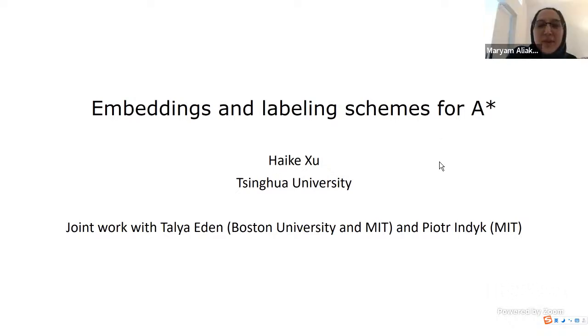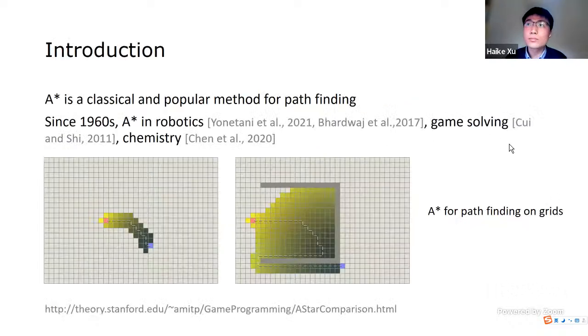Okay. Hello everyone. I'm Haike from Tsinghua University. Today I'm going to introduce our work, Embeddings and Labeling Schemes for A*. This is joint work with Talya, Iden, and Piotr Indyk from MIT. A* is a classical and popular algorithm for pathfinding and has been used in many fields like robotics and game solving since the 1960s. Although A* has good empirical performance, there are few studies on its running time analysis.